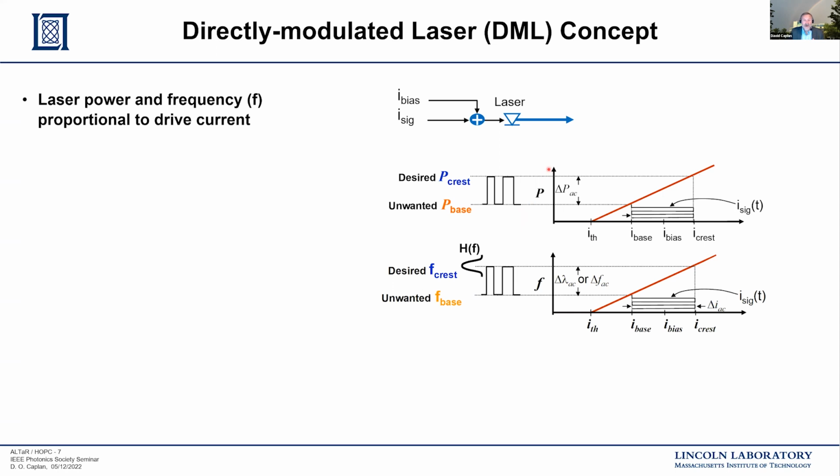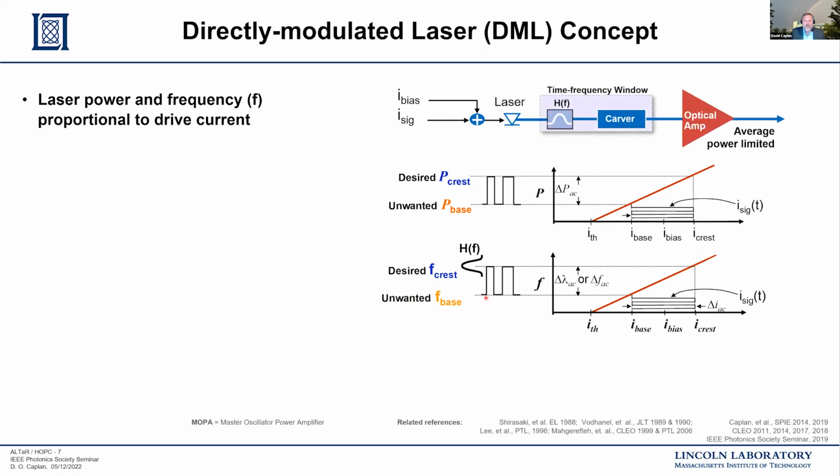And I guess I left out an important detail. When you're modulating the power of a laser, there's an associated chirp. That chirp is shown in the lower plot here, which shows frequency change as a function of modulation. And so that's what allows narrowband optical filtering to pass the desired crest and remove the unwanted base. This is an approach that's pretty well known and dates back to the late 1980s and early 1990s, of improving waveform fidelity by using optical filtering and these chirp-based characteristics.